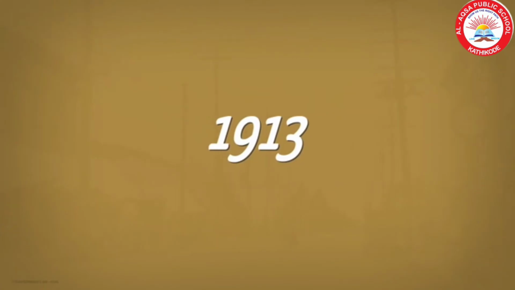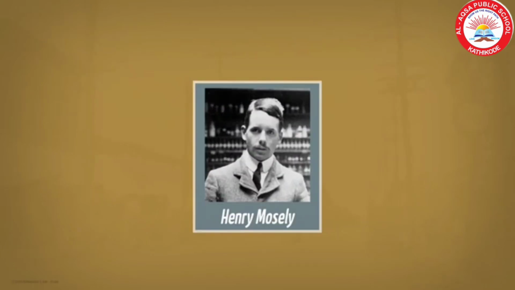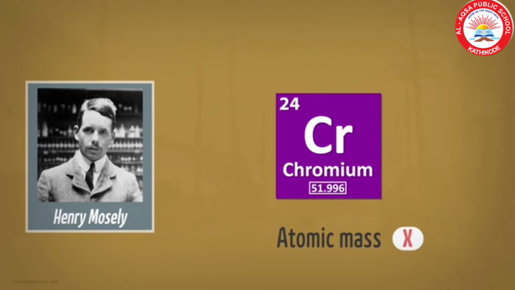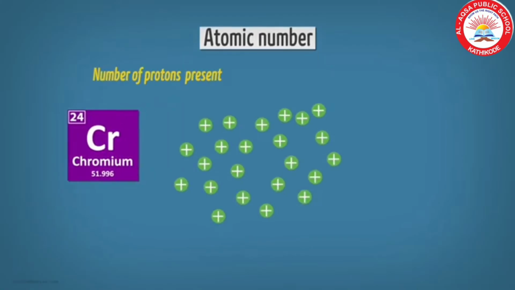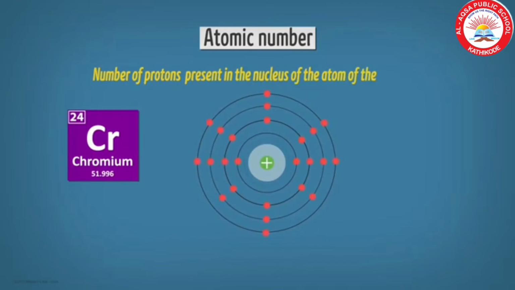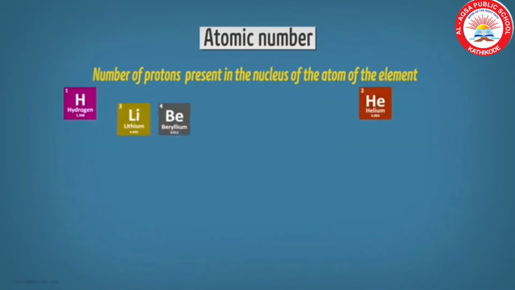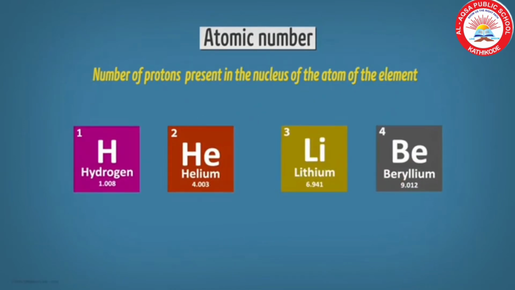In 1913, Henry Moseley showed that the atomic number of an element is a more fundamental property than its atomic mass. We know that atomic number means the number of protons in the nucleus of an atom, and this number increases by 1 in going from one element to the next.